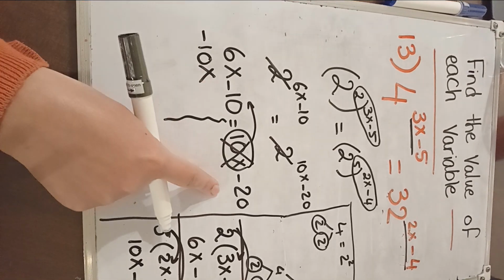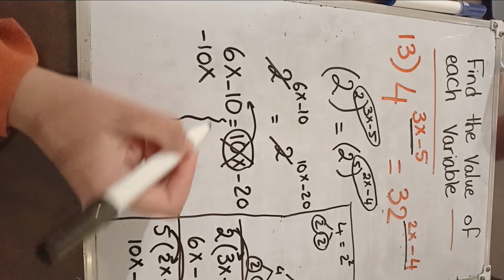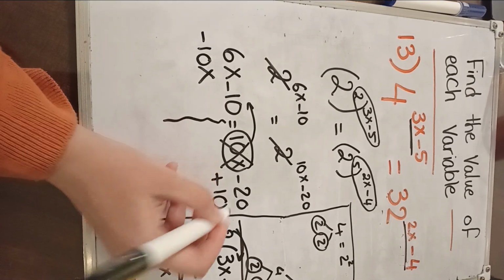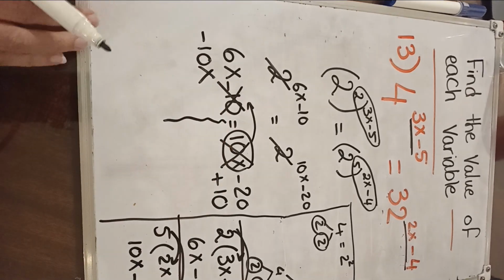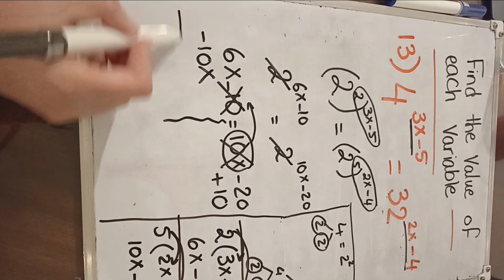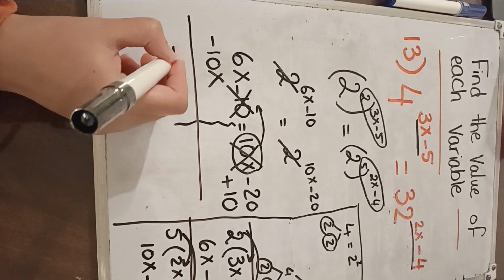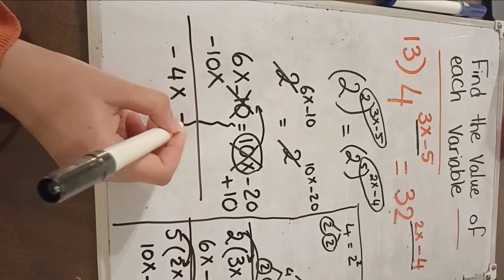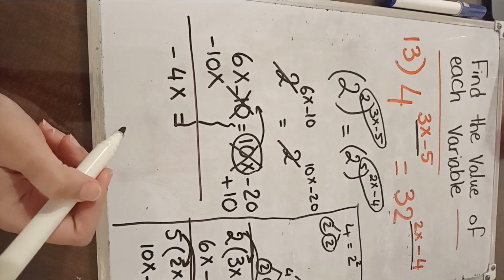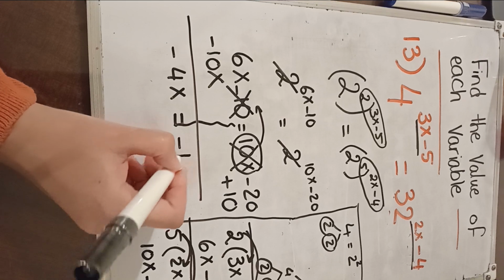Negative 10 needs to move to the other side, so I'm going to do plus 10 on the other side, and I'm going to cross it from this side. Now I'm left with 6x minus 10x, and that gives me negative 4x equals negative 20 plus 10, and that gives me negative 10.